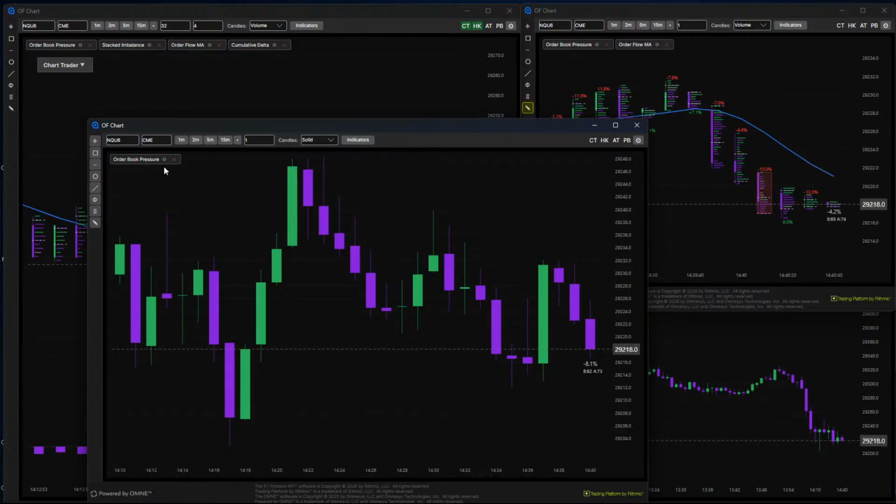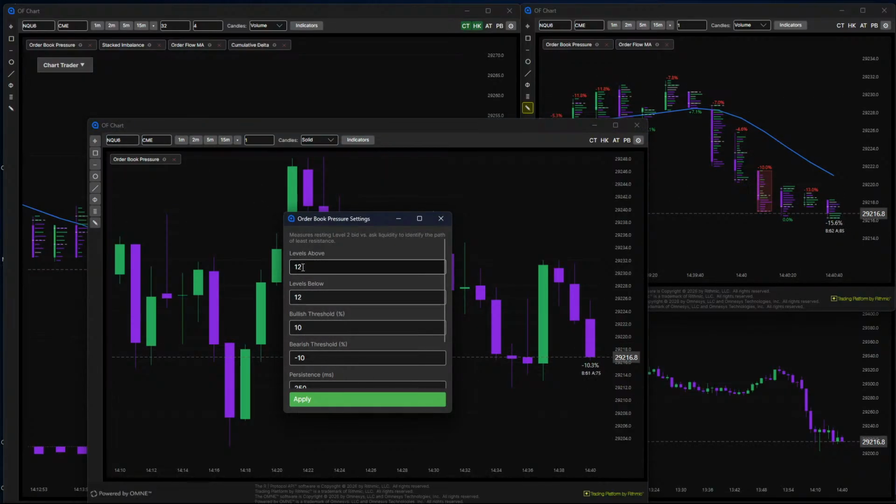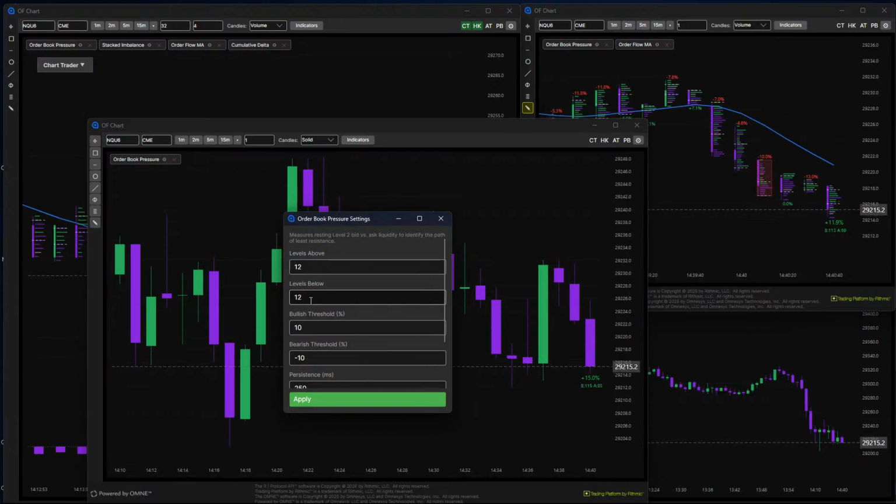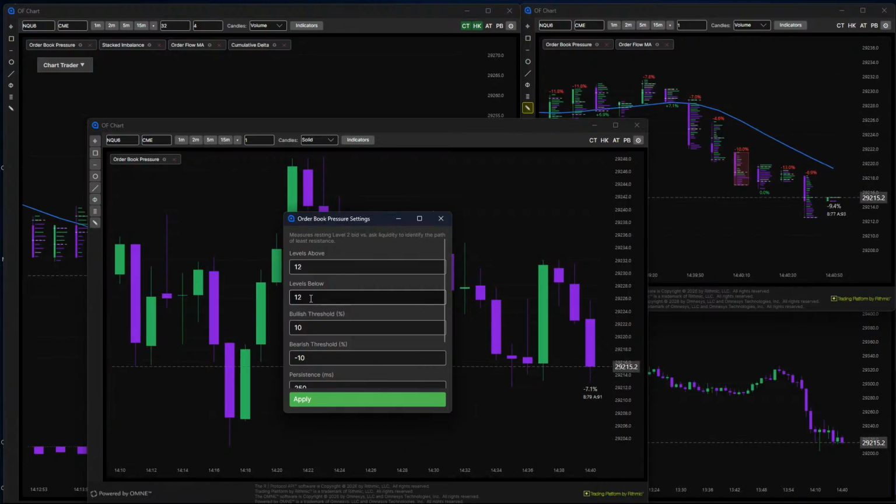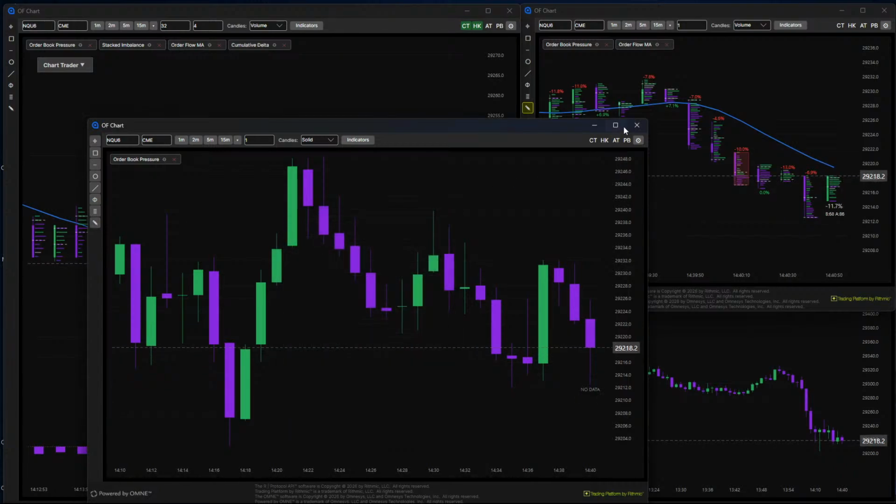So it's taking 12 above and 12 below for the levels as far as the bid and the asks. If you look at a heat map, that's what that is doing. And the bullish threshold is 10%.